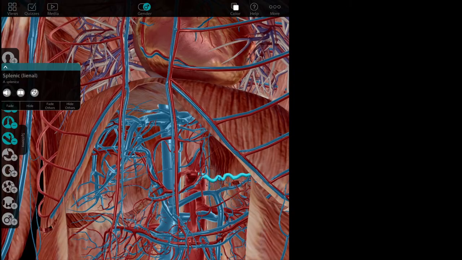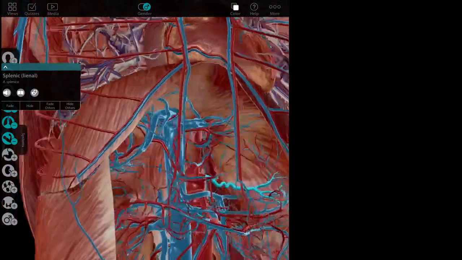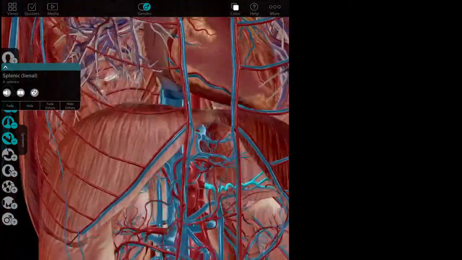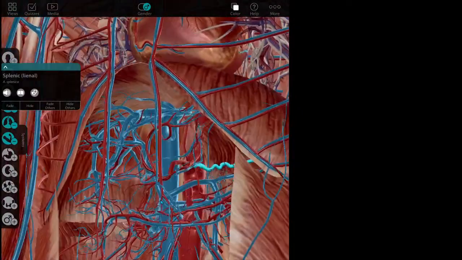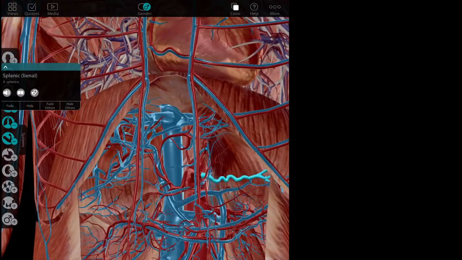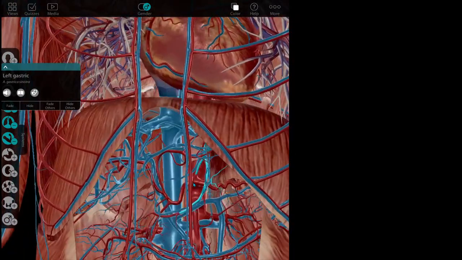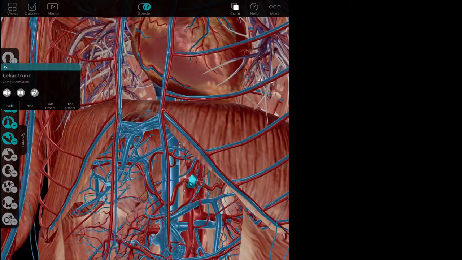Then you have your gastric artery, which goes to the left to the stomach. The gastric artery comes from the celiac trunk. So from the celiac, it branches into your splenic artery, your common hepatic, and your gastric artery.